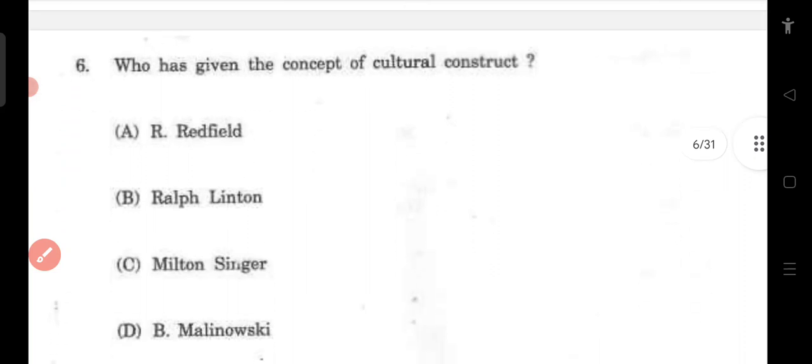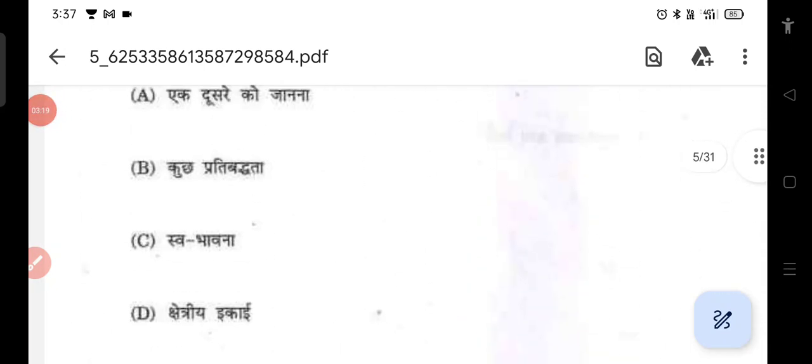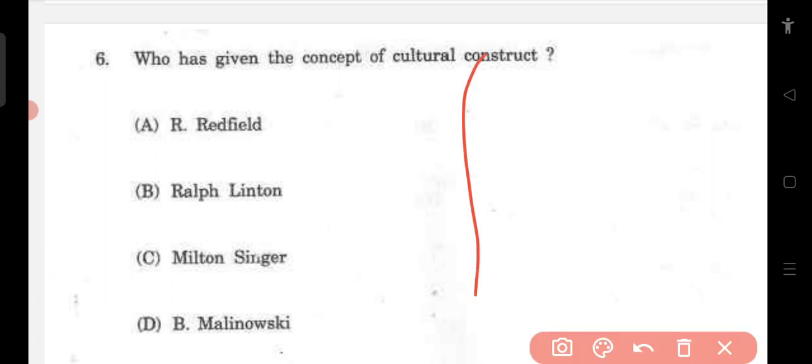Question 6: who has given the concept of cultural construct? Robert Redfield, Ralph Linton, Milton Singer, Bronislaw Malinowski. I have a little doubt, but I will go with Ralph Linton for this cultural construct. If there are changes in this answer, I will clarify.